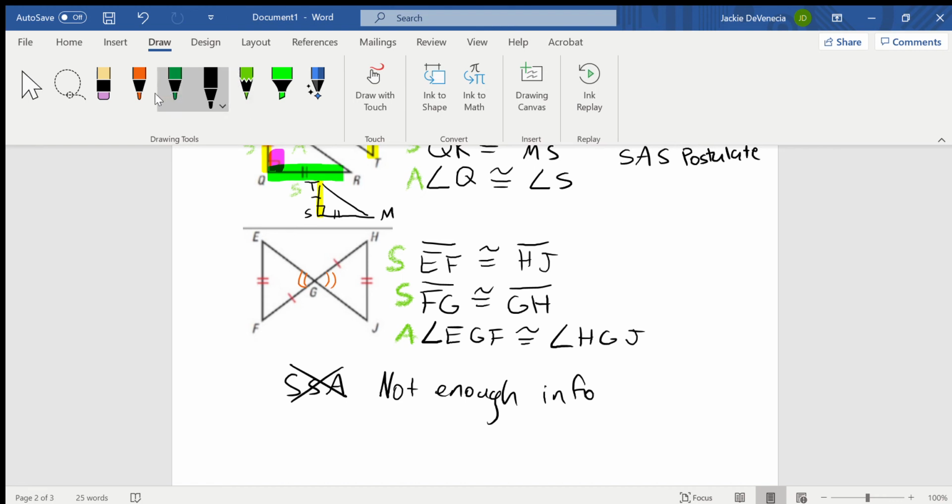Now, if they said angle F and H were congruent, or a matching pair, then we could say, oh, SAS, we can use side angle side here because these angles are in between the matching sides. But they didn't, so we can't use that.